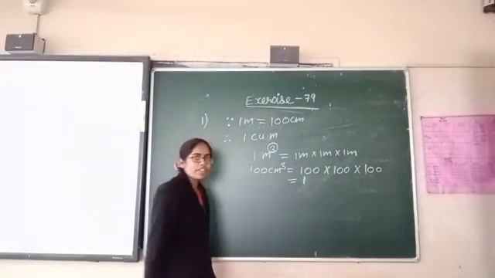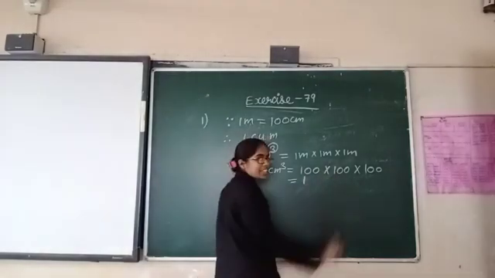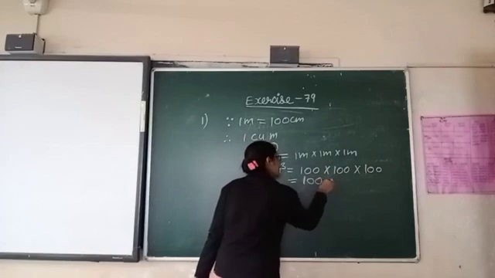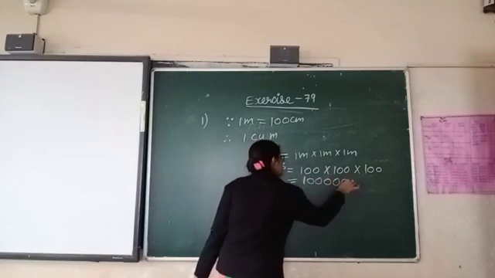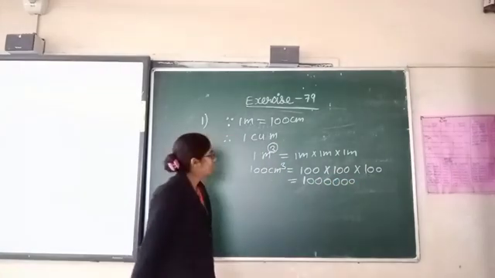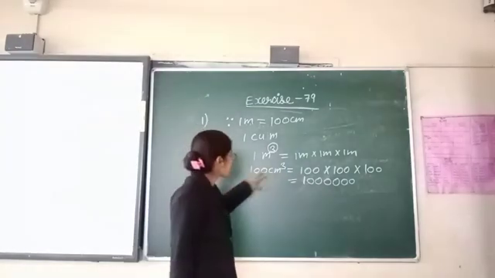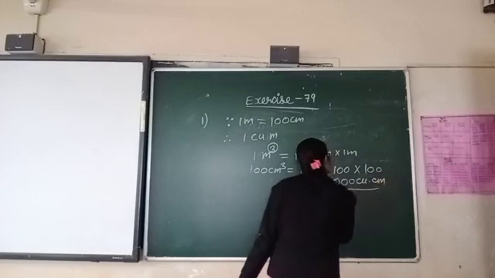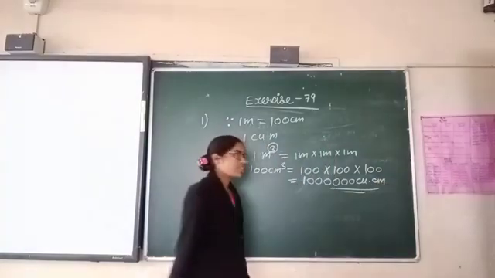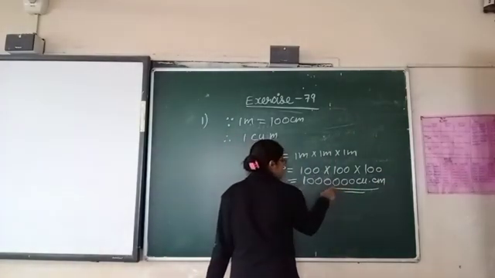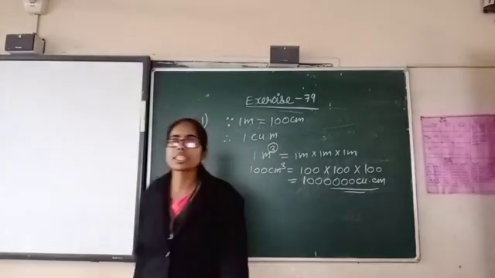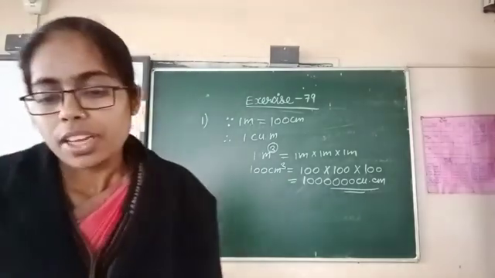Now what will we do? We will count the number of zeros and write it. 2, 4, 6. 1, 2, 3, 4, 5, 6. What is the answer now? What will be the unit? Again centimeter cube, or cubic centimeter you can write. And this is your answer. How to read this one? Ones, tens, hundreds, thousand, 10,000, lakh, 10 lakh. So 10 lakh cubic centimeter is your answer for the first question.